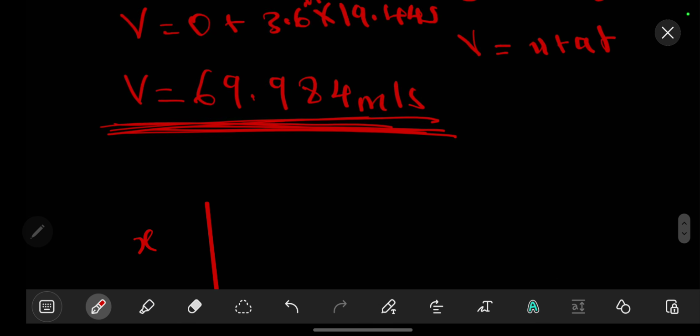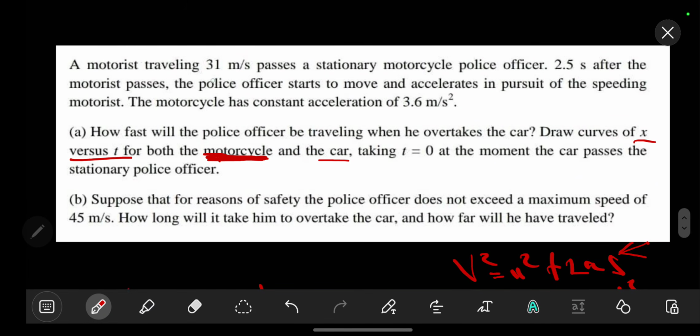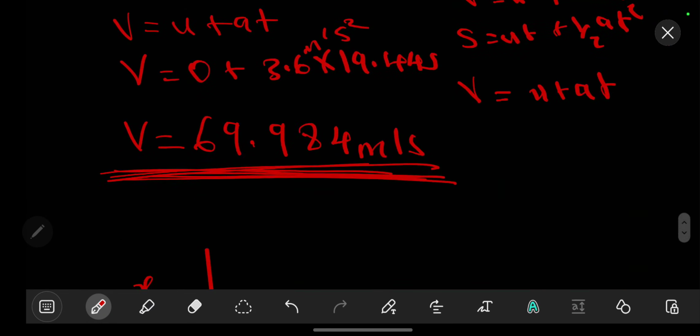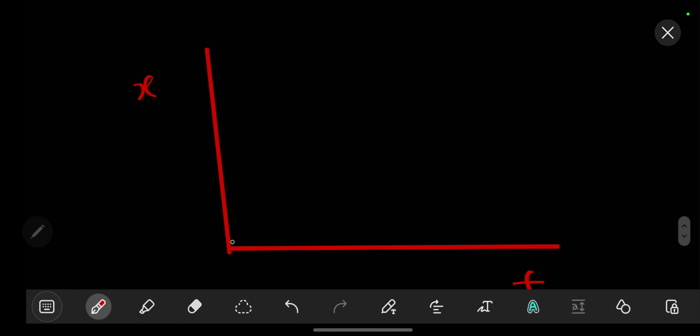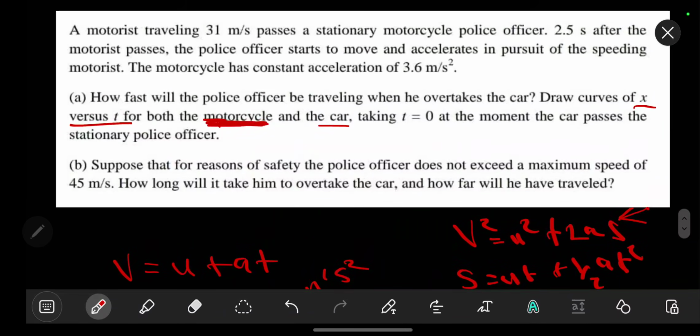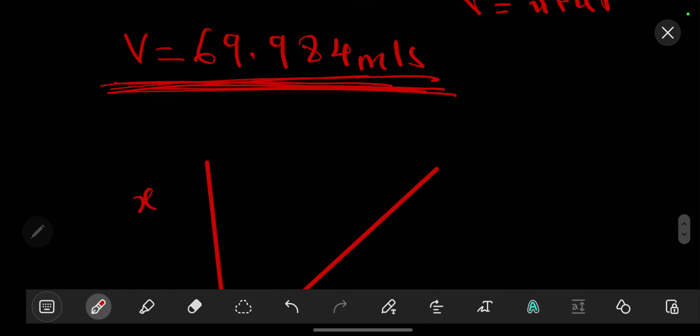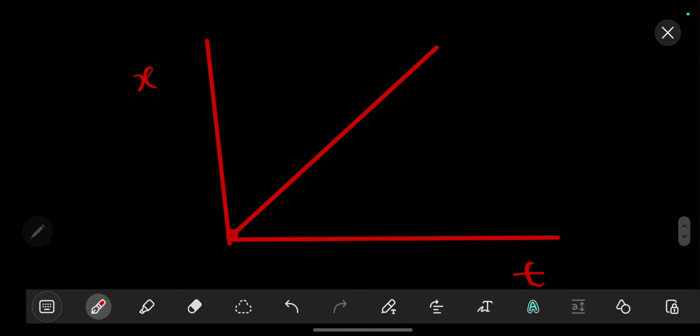So the car, which is the motorist, was traveling at a constant speed, meaning the distance was covered uniformly, so it will be a straight line like that. So this is how he was covering the distance. However, for the motorcycle police officer, since he was accelerating, he started at 0, at the instant 0, then he traveled like that. Then he began to increase his speed, like something like that. So it will be a curve like that.